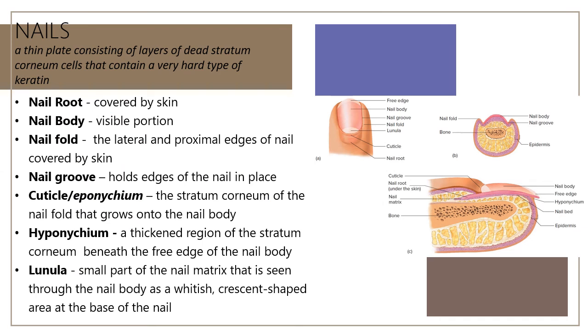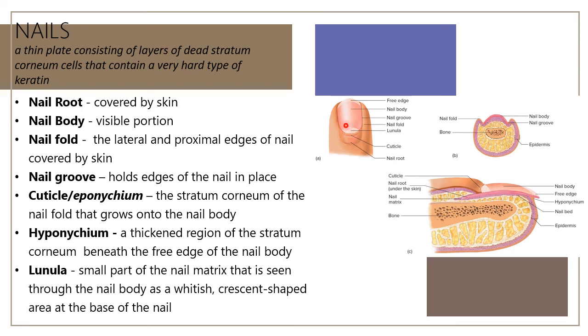So this is the last accessory part that I will be discussing, which is your nails. This is a thin plate consisting of layers of dead stratum corneum cells that contain a very hard type of keratin. So let's identify the parts of your nails. So the nail root is the one that is covered by your skin, and your nail body is yung visible portion. Now you have what you call a nail fold, wherein this is lateral and proximal edges of nails that is covered, no, by your skin.